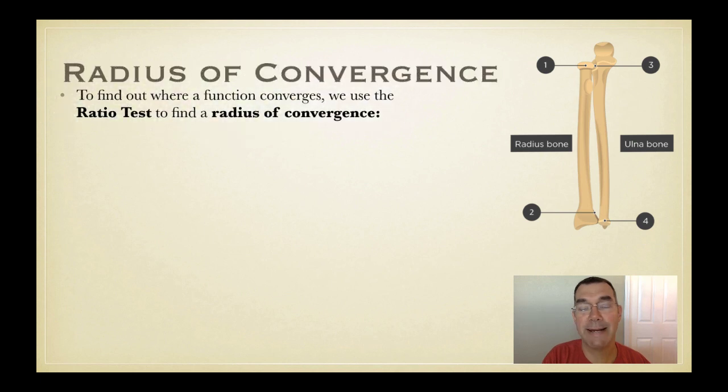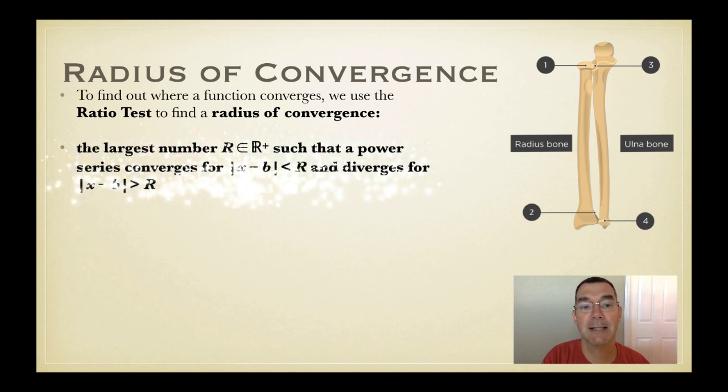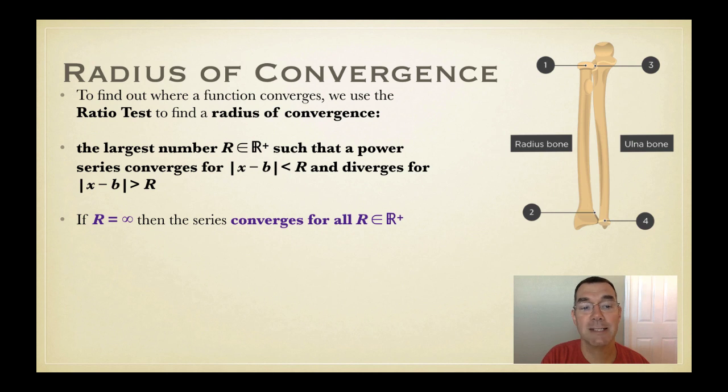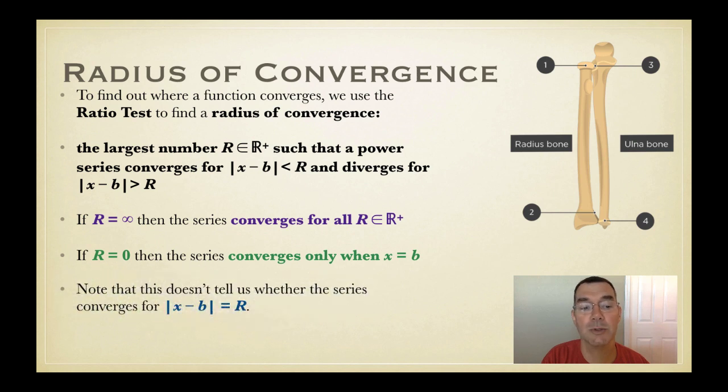So let's talk about the radius of convergence. In order to find out where a function converges, I'm going to use the ratio test. We talked about that in the last lesson, and we're going to find a radius of convergence. That radius of convergence is defined as the largest number R, which is a positive real number, such that the power series converges for |x minus b| less than R, and it diverges for |x minus b| greater than R. If R is equal to infinity, then the series converges for all x's, and if R is equal to 0, then the series converges only when x equals b.